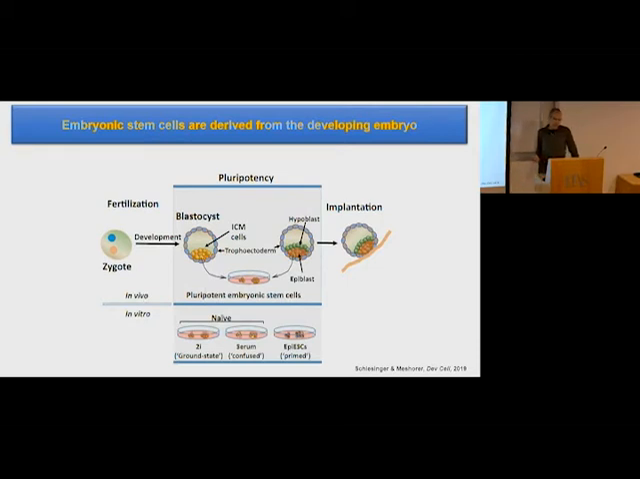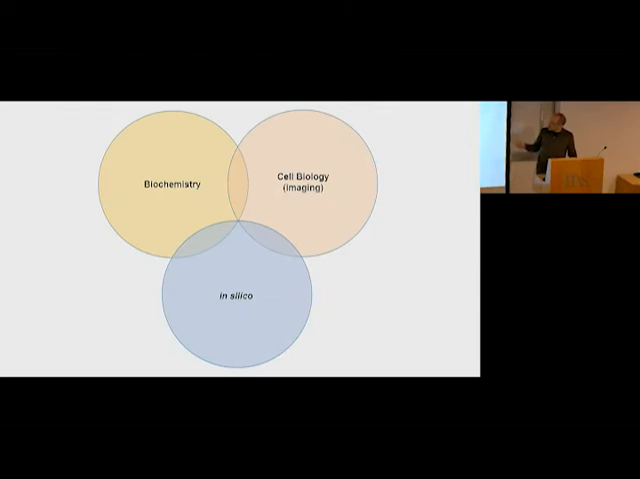Of course, I don't have to mention that embryonic stem cells are derived from the developing embryo at the blastocyst stage. The approach that we took is a 3-direction approach: biochemistry, cell biology, and in silico approaches to identify the factors and mechanisms that operate during early embryonic stem cell differentiation. Today, since I have one lecture, I'll tell you about our cell biological approaches.